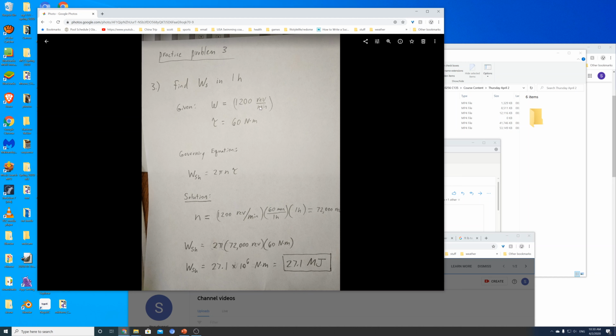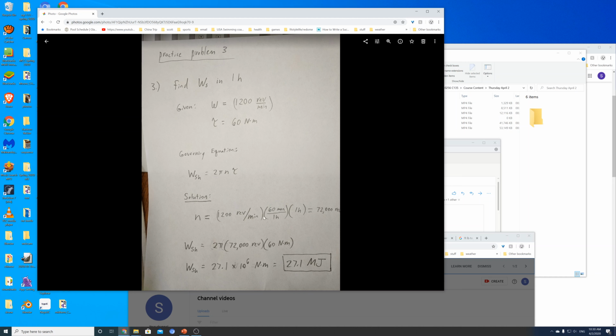Okay, so it gives us revolutions per minute, and we know that n is the total number of revolutions. So we would need to convert to figure out how many revolutions. If you had 1200 revolutions in a minute, in 1 hour or 60 minutes, you have 60 times that essentially, right? The other part is now we have torque. This is the torque being applied, in Newton meters. Here's the equation for our shaft work: 2 pi times n times tau.